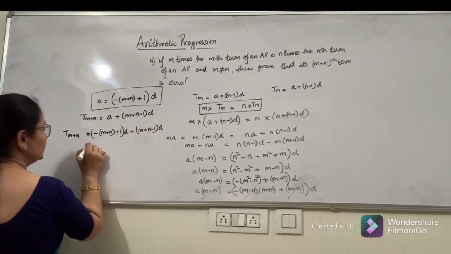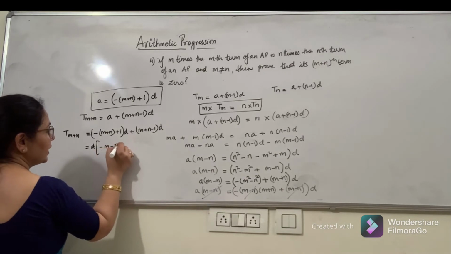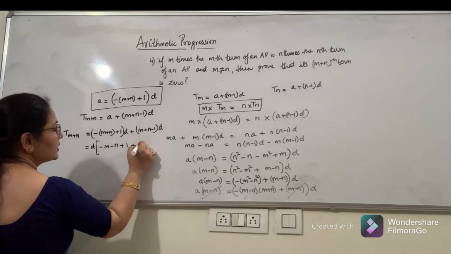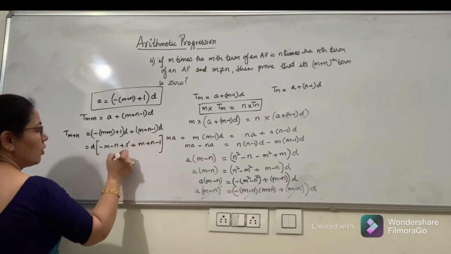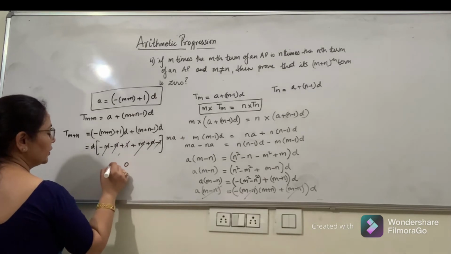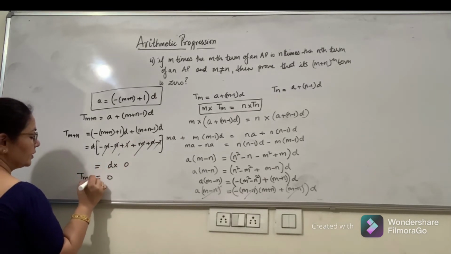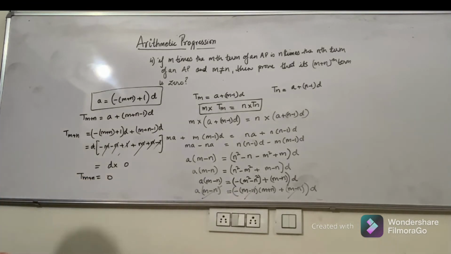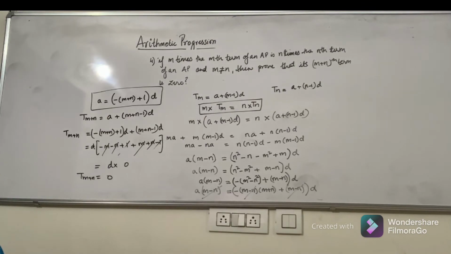Taking d common, I'm left with minus m minus n plus 1 plus m plus n minus 1. So if I see, all the terms are getting cancelled. Okay, so I'm left with 0 here. So d into 0 is 0. So this is proved. The (m+n)th term has come out to be 0. Okay, so pause the video to note it down.